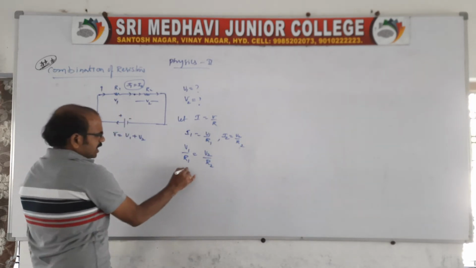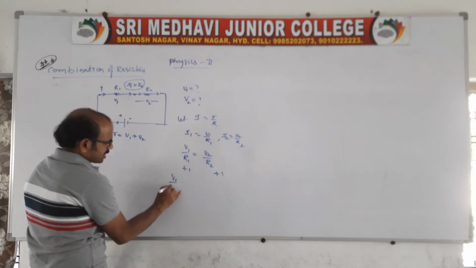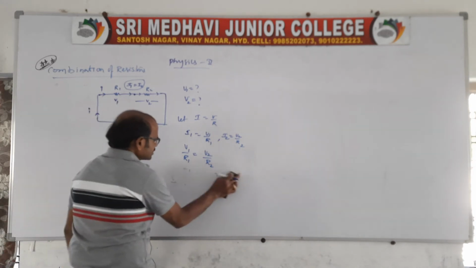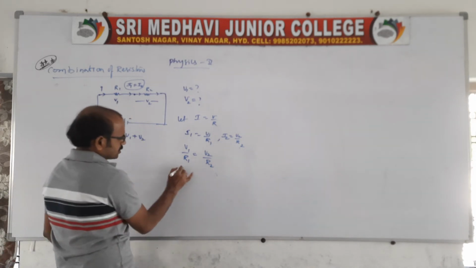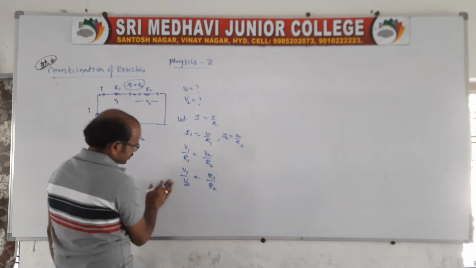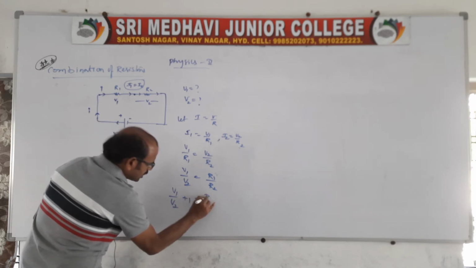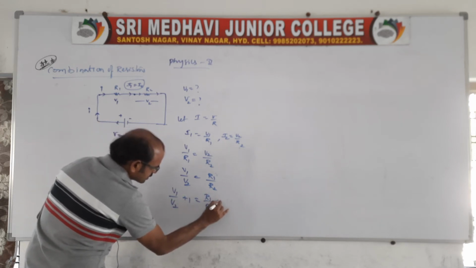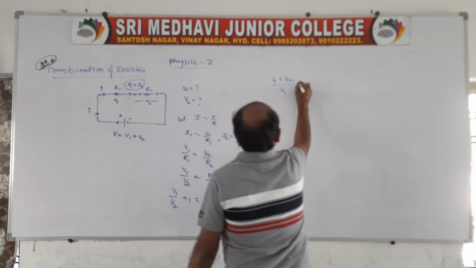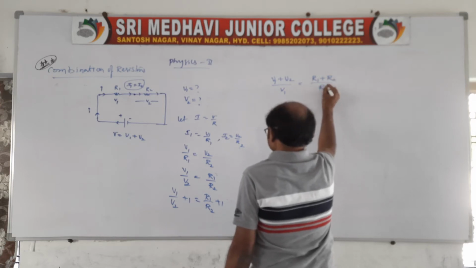Now let us add 1 to both sides. This is the method to get it. So V1 by R1 plus... before adding, it is better you take it like this. Cross multiply V1 by V2 and R1 by R2. So here you add 1 to both sides, of course R1 by R2 plus 1. Therefore V1 plus V2 by V1 is equal to R1 plus R2 by R2.